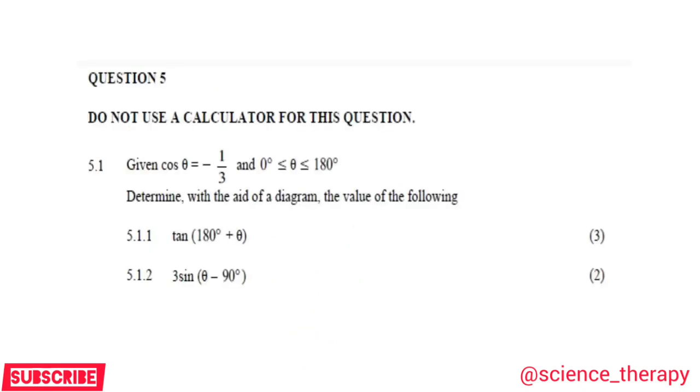Okay, so we have our question 5. It says, do not use a calculator for this question. 5.1 says, given cos theta is equal to negative 1 over 3, and the restriction is your theta must be between the angles 0 to 180 degrees, which we can see is between the first and the second quadrant. Now they say determine with the aid of a diagram the value of the following, right?